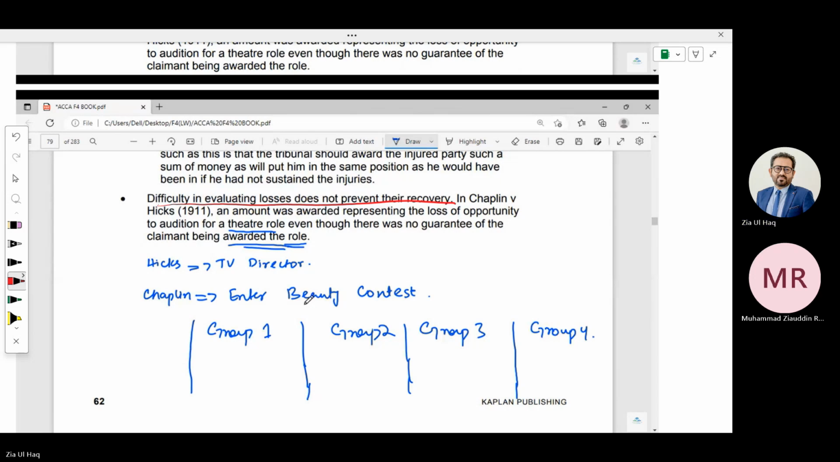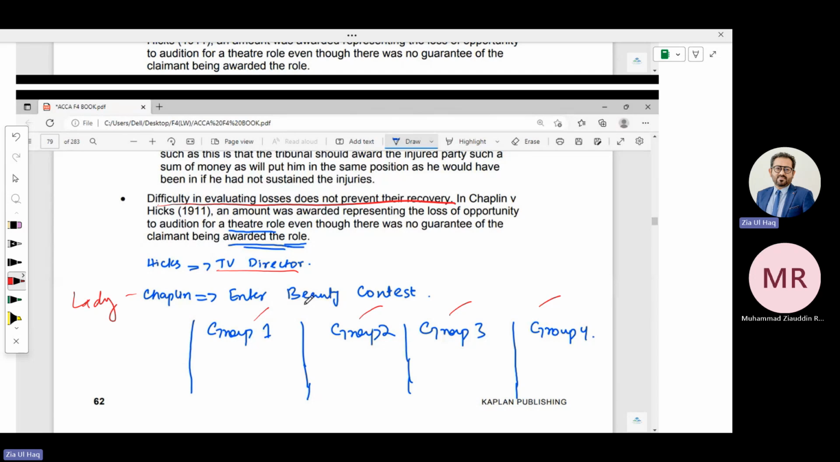There is another case, Chaplin versus Hicks. In this case, Hicks is a TV director. Chaplin is a lady. The TV director asked the lady, Chaplin, you need to post your pictures on a regular basis, say in a newspaper or on a website. And that TV director made four groups. They asked different ladies to put their pictures in one group. And Chaplin was asked to post her pictures in group one.